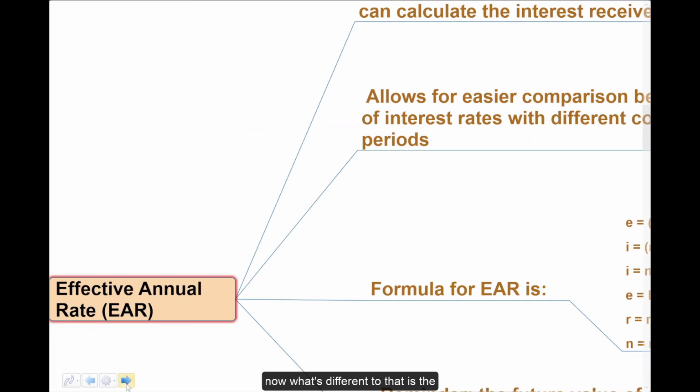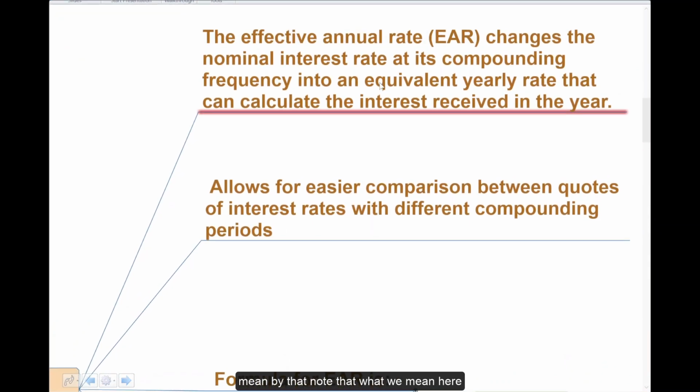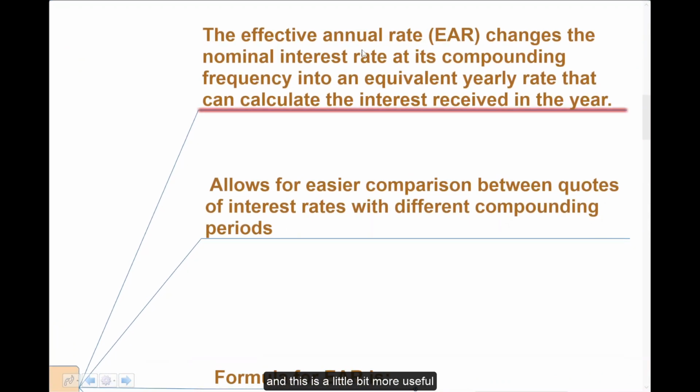Okay, now what's different to that is the effective annual rate, the EAR. What do we mean by that? Note that what we mean here, and this is a little bit more useful than what we saw before, is we're changing the nominal interest rate and its compounding frequency into an equivalent yearly rate that can calculate the interest received in the year. So in effect, what we're doing with the effective annual interest rate formula is turning a compounding period or periods into the equivalent of an annual yearly rate.